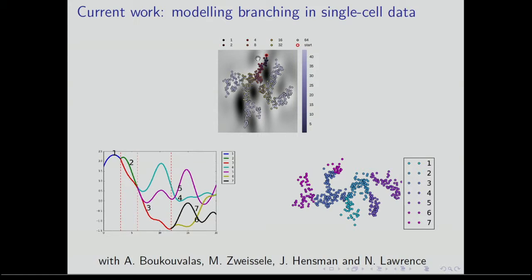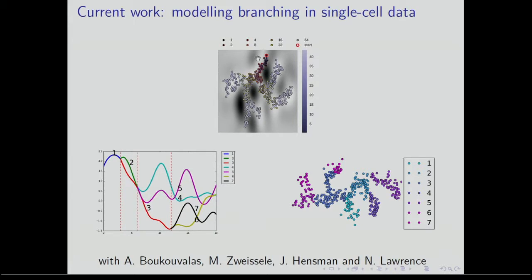And a nice application of this is to single cell data. Okay, so with single cell data, you often have some kind of branching dynamics, and you want to learn about what the branches are, where they are, how many branches there are, and so on. And that's what we're currently applying that branching model to.